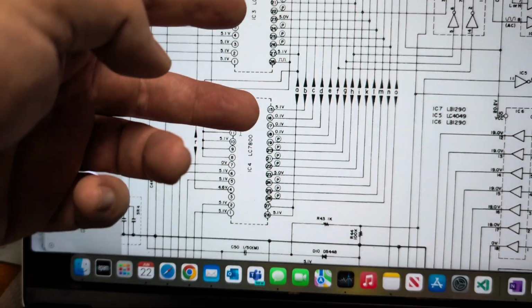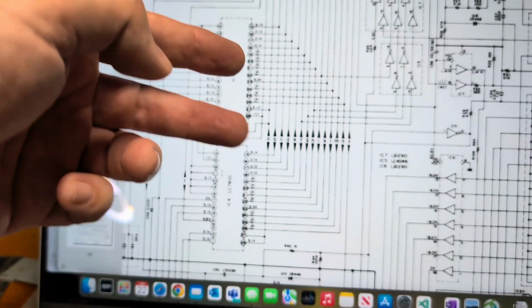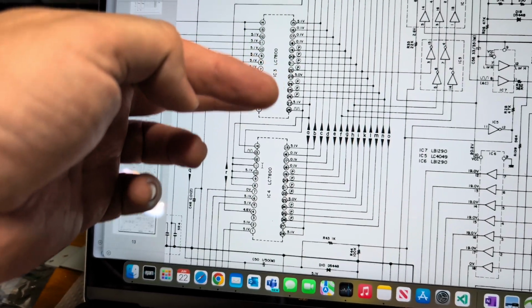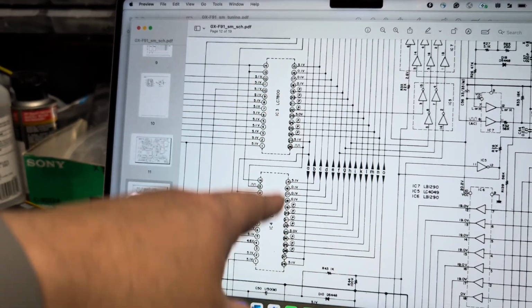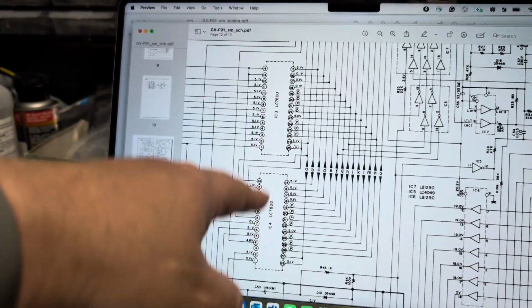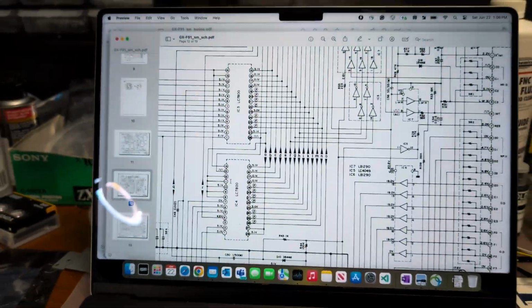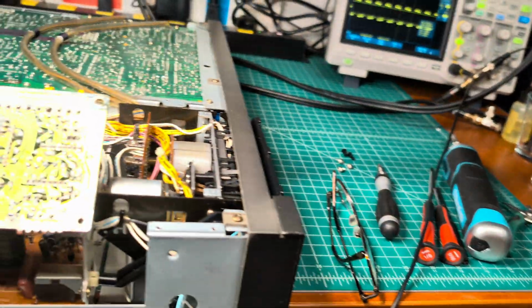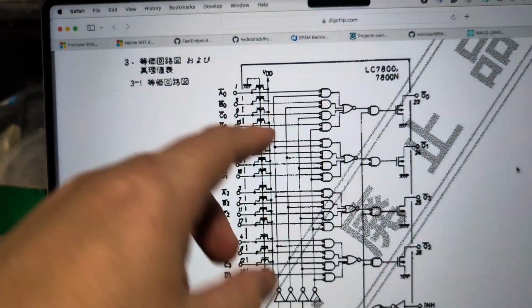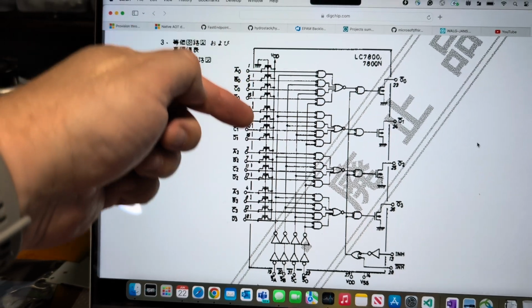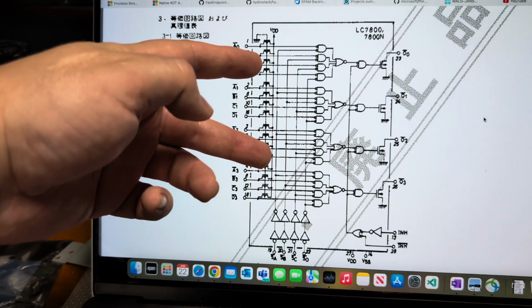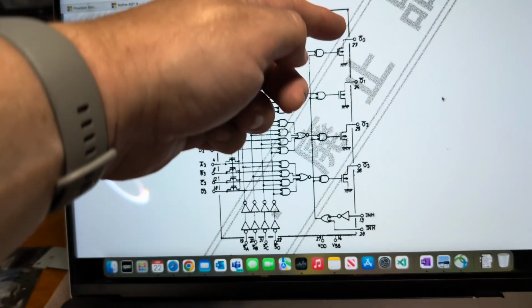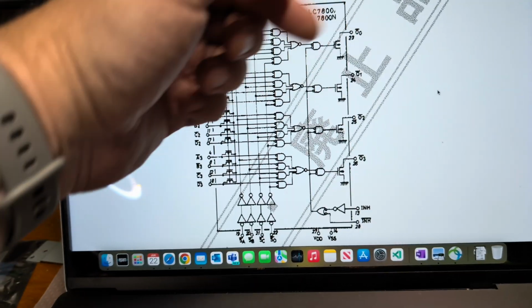So these two work in reverse. When one works, the other is not active, and vice versa. This signal is switching between these two microchips, and each of these microchips has a couple of latches, right? So it's like a multiplexer. It's four groups of four pins, right?